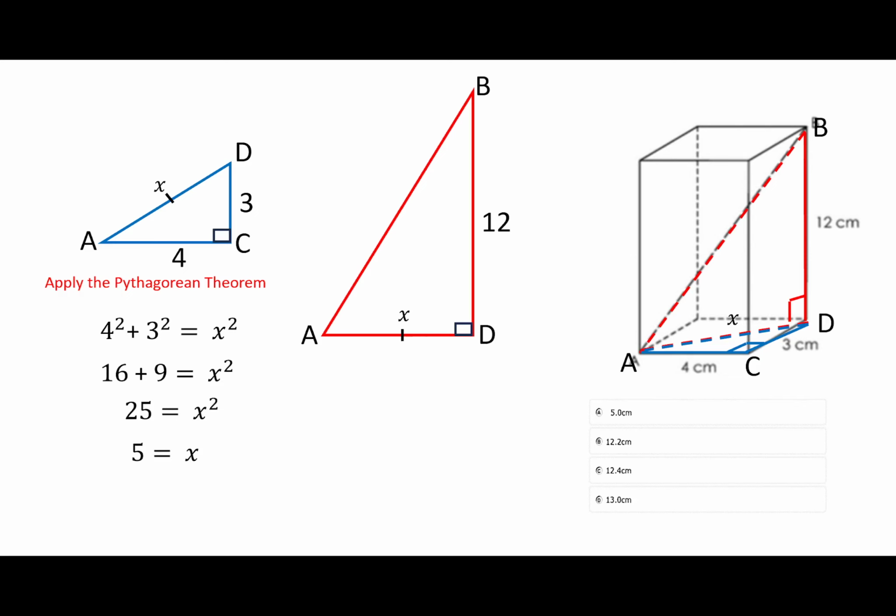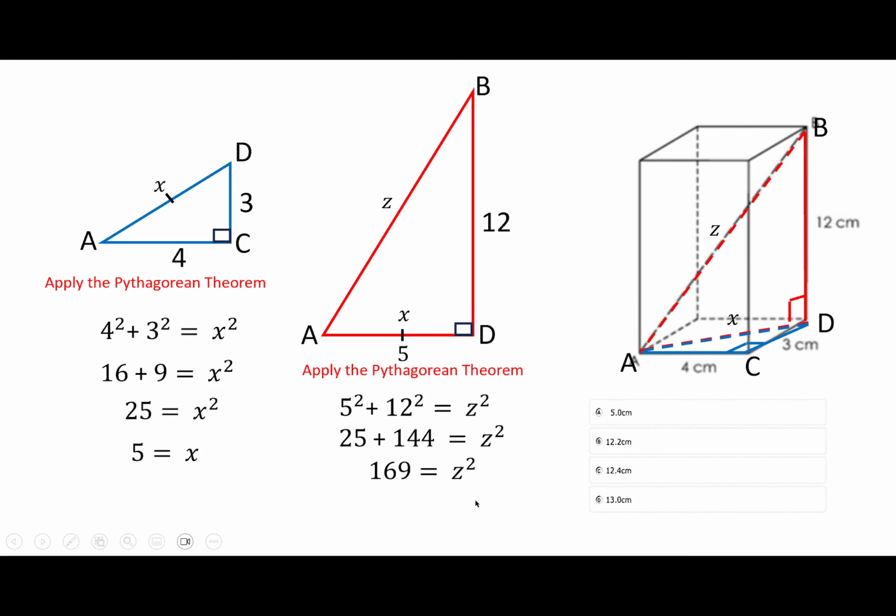Remember, 3, 4, 5 is a very classical example of the sides of a right angle triangle. Now I got this 5. I can use the same theorem again to find z. 5 squared plus 12 squared: 25 plus 144 is 169. The square root of 169 is 13, and this is one of the options given to you.